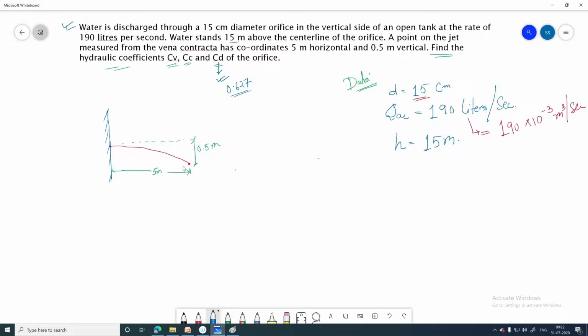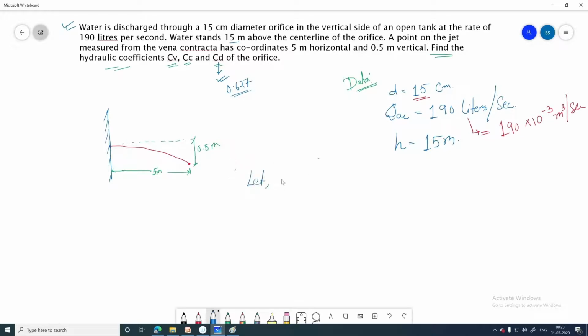Okay, now look, the coordinate of this particular point is given. That means it is horizontally 5 meter and the vertical distance is 0.5 meter from the vena contracta. So we can consider that the jet travels during time t horizontally through a distance x, and the jet falls by the distance y during this time.